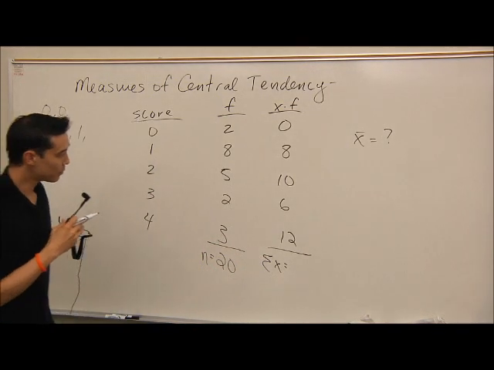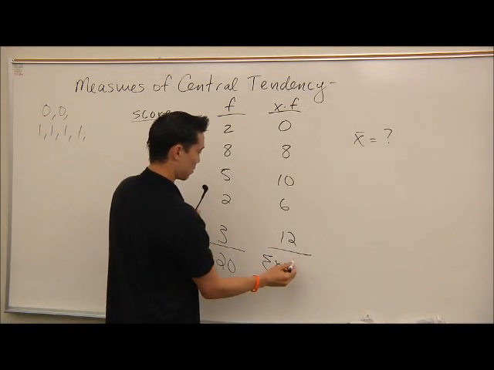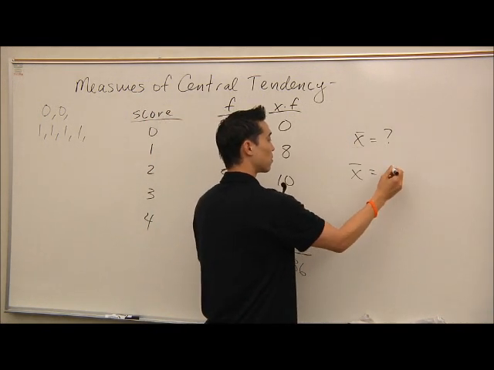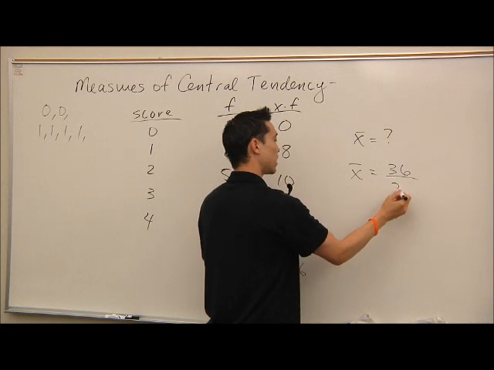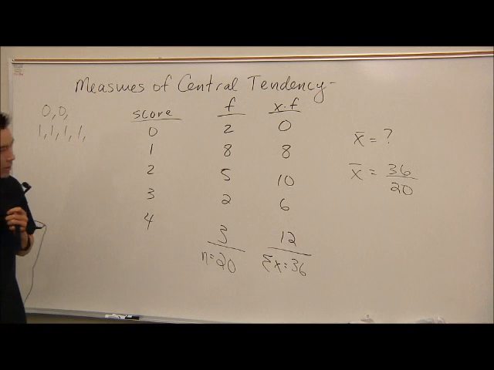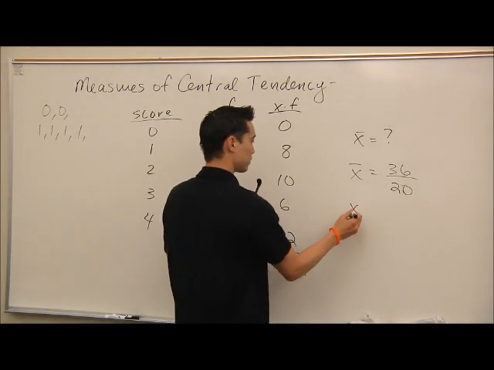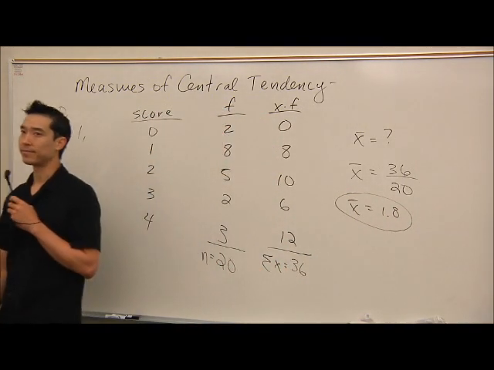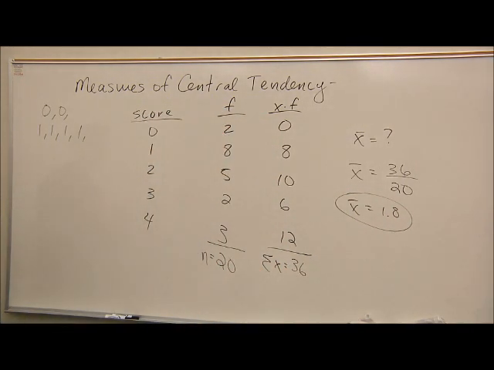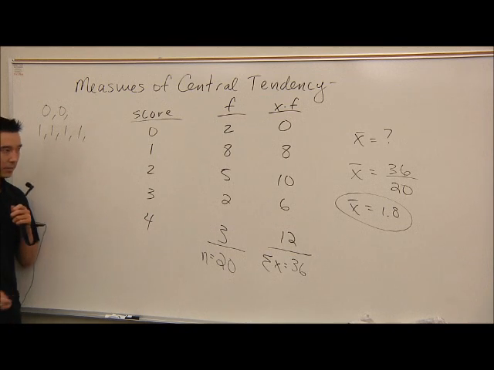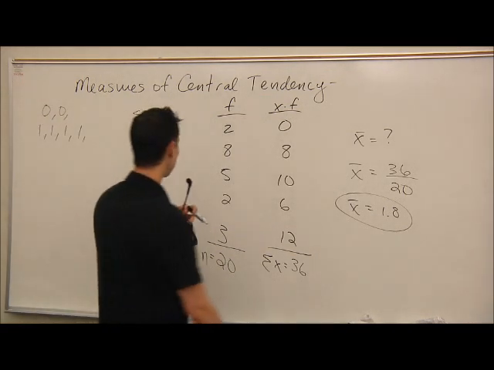All right, so let's add this up, and what do we get? 36, great. So X bar is the sum of all the scores, which is 36, divided by the total number of scores, which is 20. And what is that going to come out to? 1.8. So that's the mean for that one. That's pretty much how you're going to have to do it if you're given a frequency distribution to find the mean. Okay, great, so that's pretty much it for finding the mean. Let's move on to some other measures.